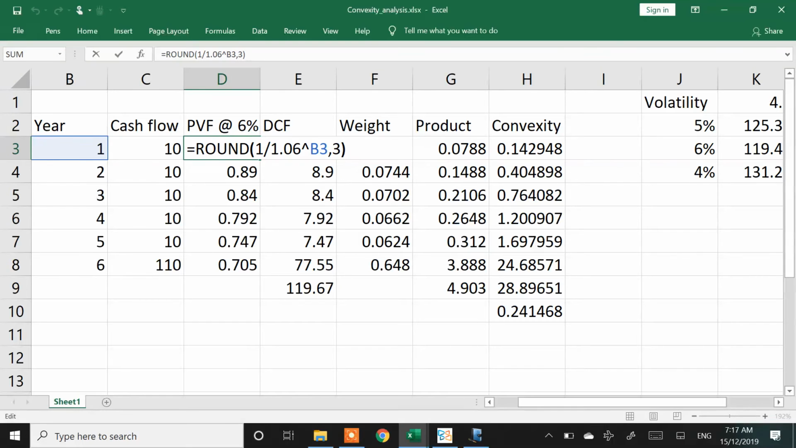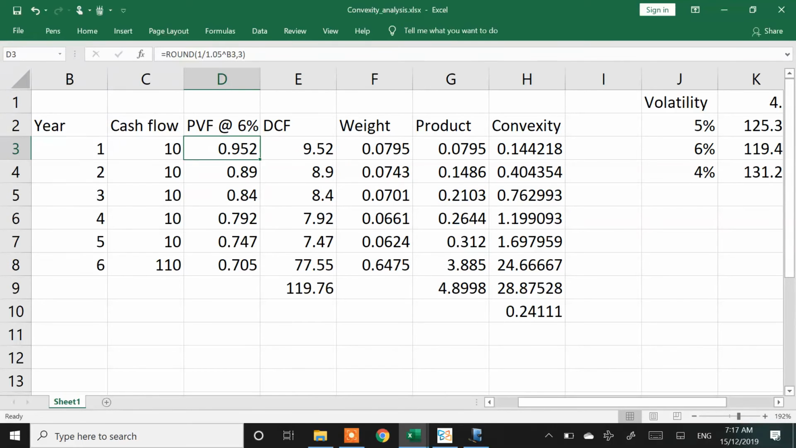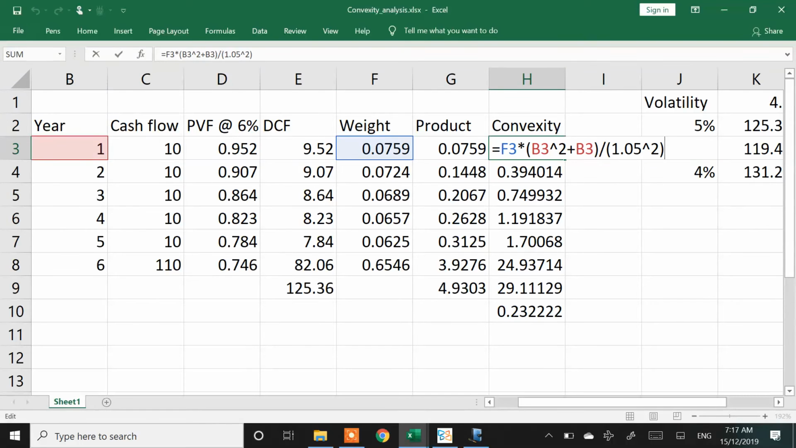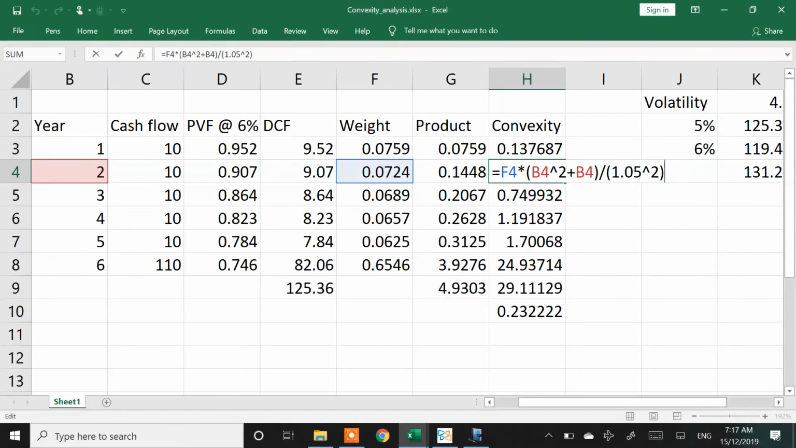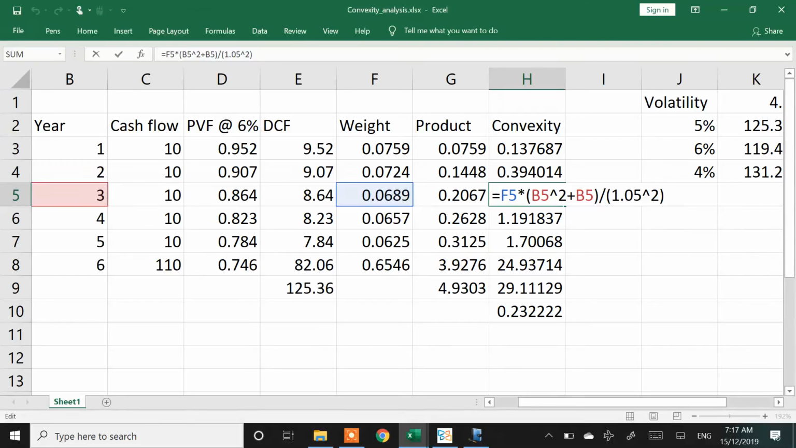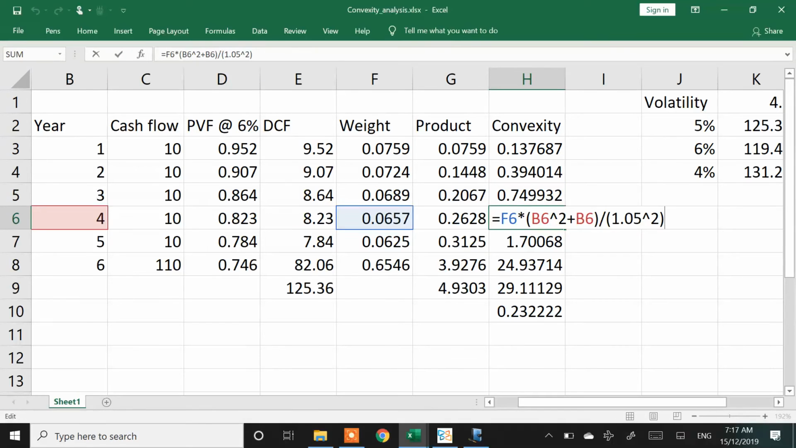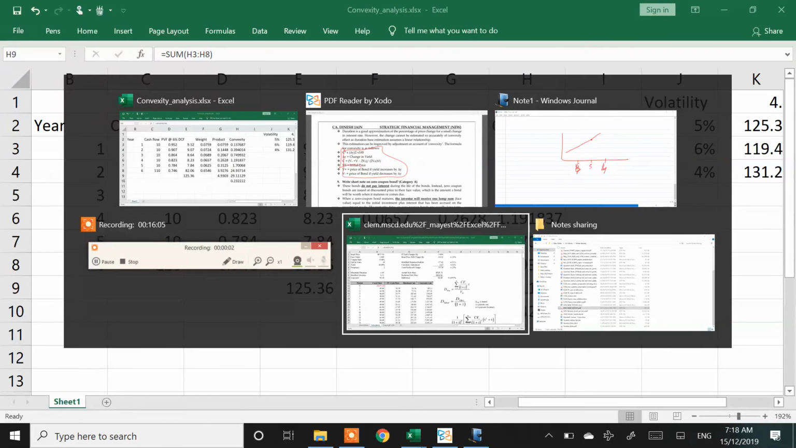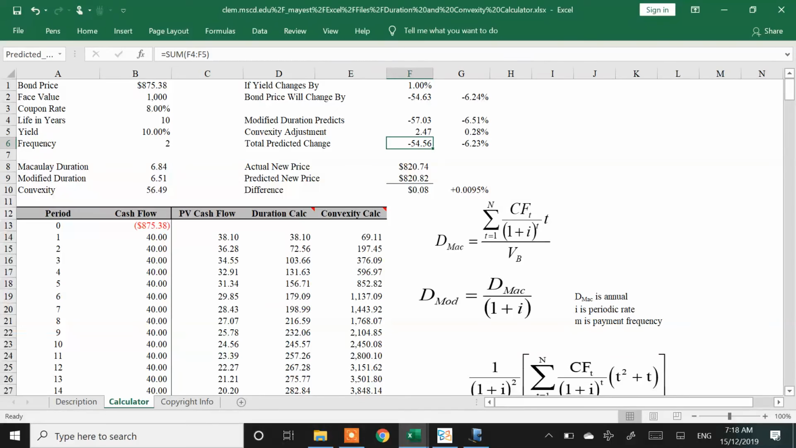So let me take it back to 5% here. Weight into t square plus t divided by 1.05 square, and we keep doing this for each period. The convexity comes to 29.11 in this case.